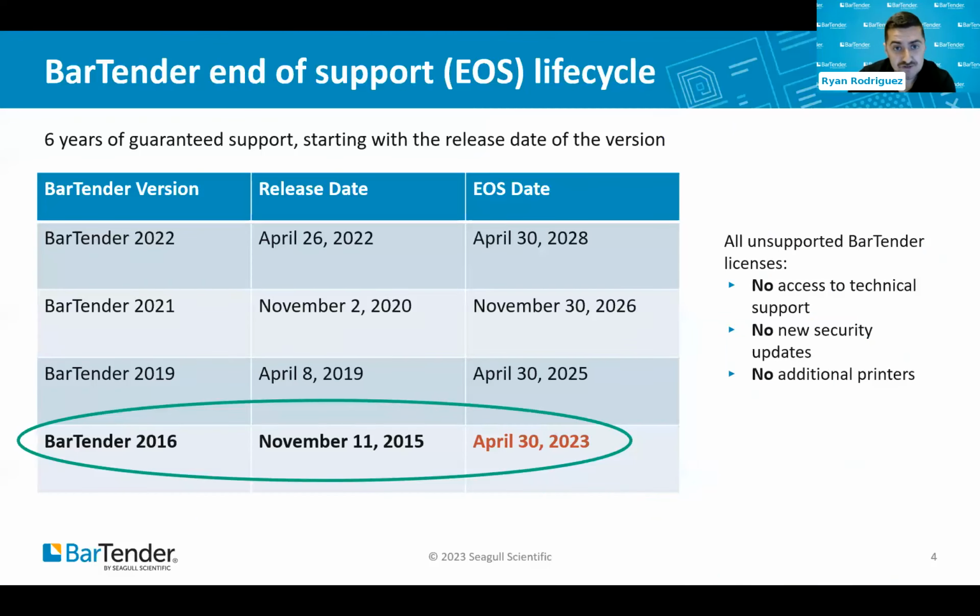So you may be asking yourself, what is the BarTender lifecycle? Well, essentially, when we introduce a new version of BarTender, we guarantee a minimum of 6 years of support starting from the release date of that version. So for example, there you see at the top, BarTender 2022 was released in April of 2022. So its end of support would be in April of 2028.